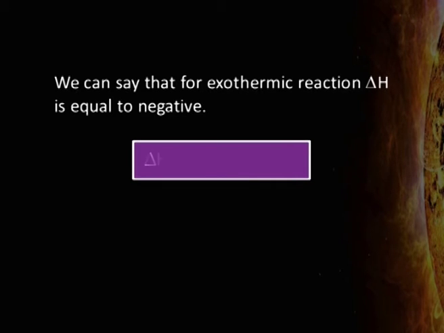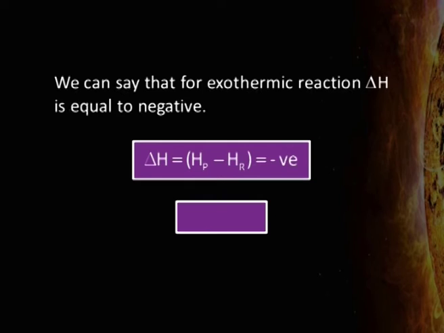We can say that for exothermic reactions, delta H is negative, that is enthalpy of products minus enthalpy of reactants is negative, or it can be said that enthalpy of products is less than the enthalpy of reactants.